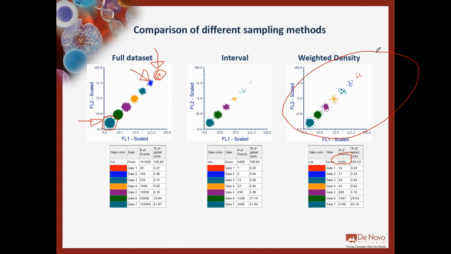So at the end, you have something like this. Out of 20 red cells, you have 14. Out of 100, you have 17 instead of 1 and 2. Out of 500, instead of 13, you have 34. So this is a little increase because it's like 13 cells more for the red one, but it's a huge improvement in terms of information because 14 out of 20 is 70% of that population. 1 out of 20, okay, it's 5%.